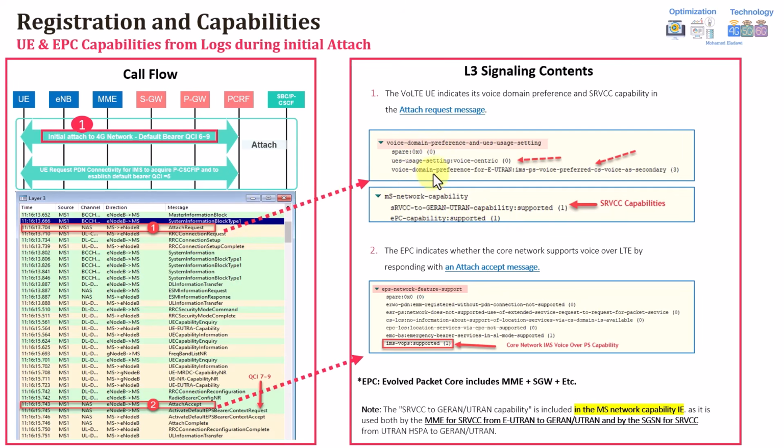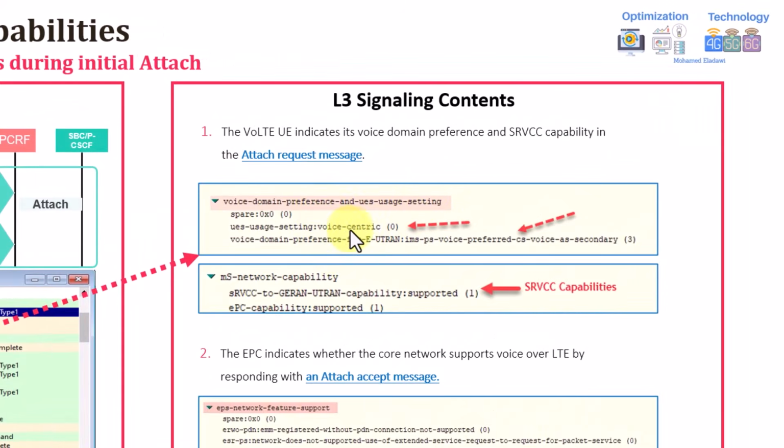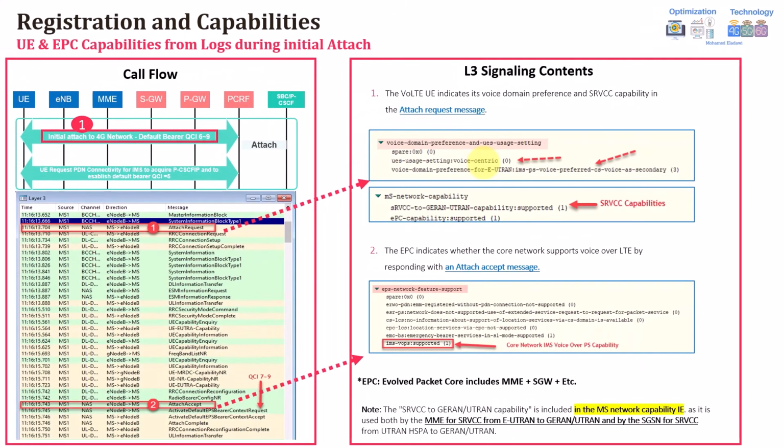As you can see on the right side here, you have something called voice domain preferences and UE usage settings. You'll find two pieces of information under that part. The first one is called UE usage settings, whether it's voice centric, and this has two types: voice centric or data centric. For example, if the device or the SIM card does not support voice at all, it will be sent as data centric. So in this case, the user is not able to perform voice calls at all.